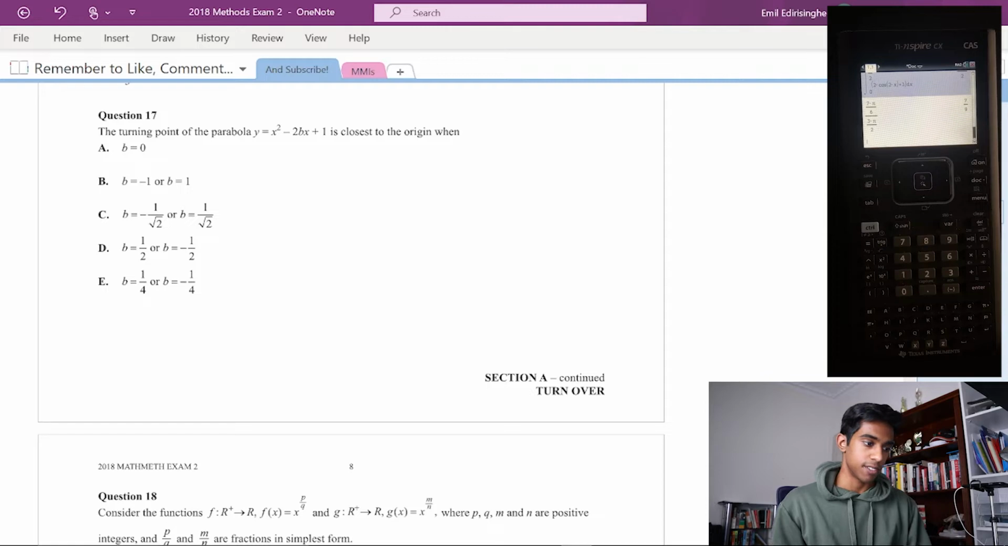So now we've got question 17, which tells us that the turning point of the parabola is closest to the origin when b equals whatever.